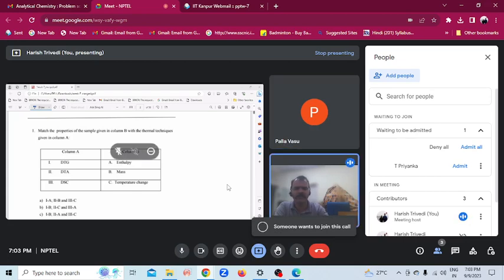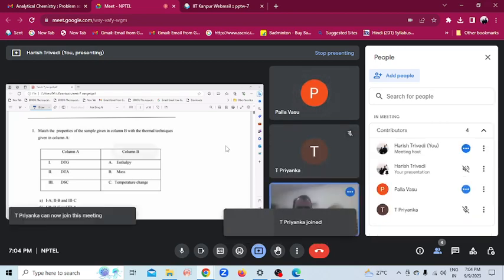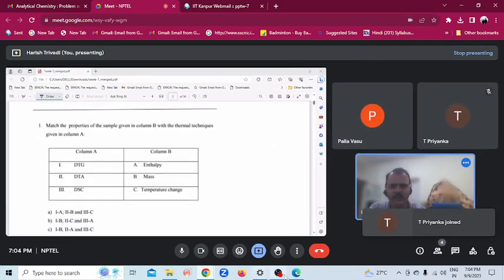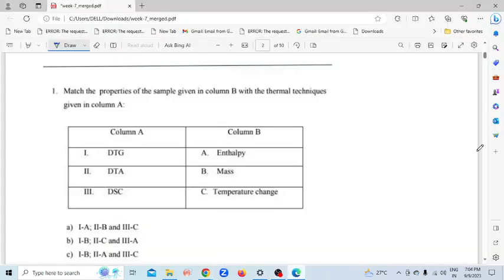What are you asking, TGA and DTG? Yeah, TGA, this is thermal analysis. Okay, I will cover this point. Just a minute, I have added this point. Let me go to this slide.